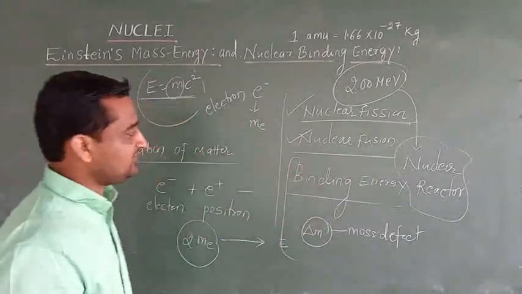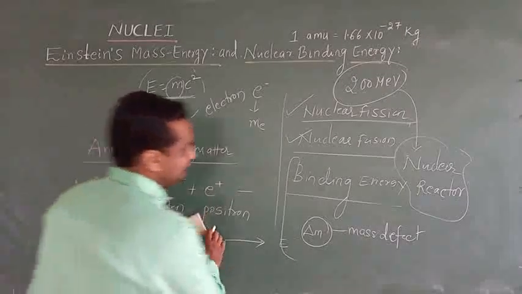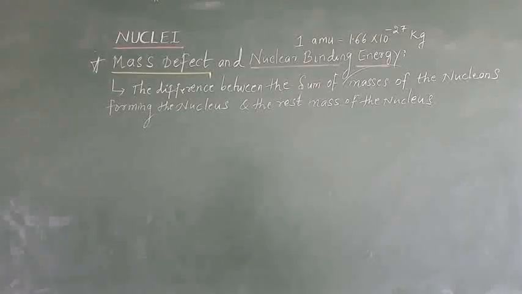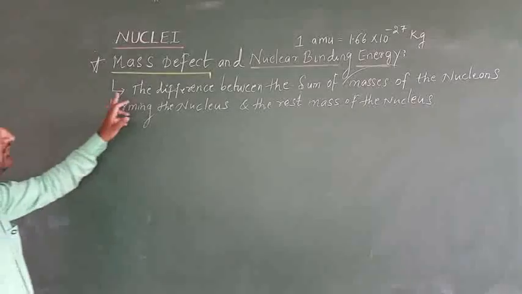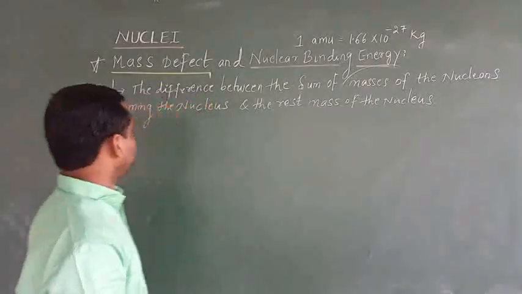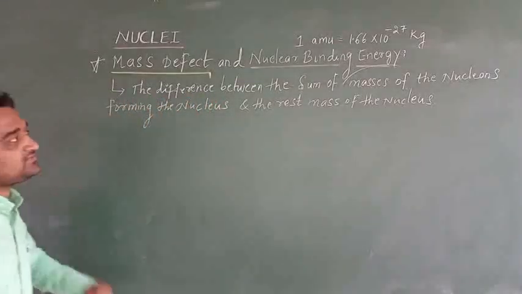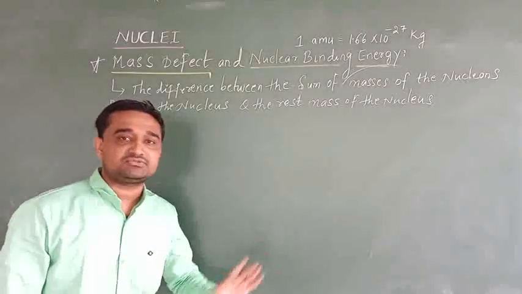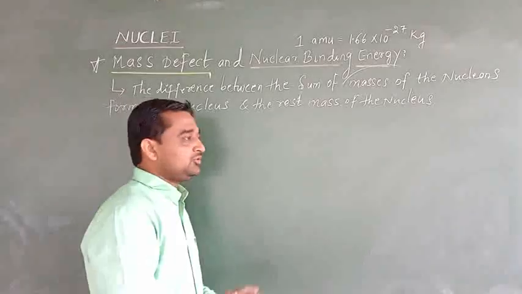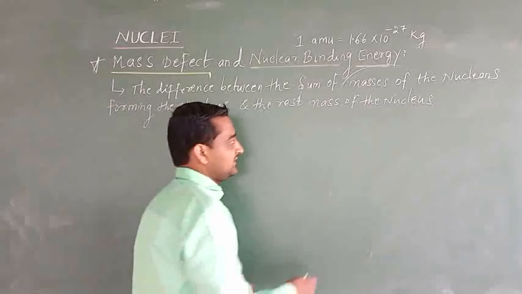Now I am going to explain the binding energy and mass defect. So now let us see what mass defect and binding energy are. What is mass defect? That we are going to define here. The difference between the sum of masses of the nucleons forming the nucleus and the rest mass of the nucleus, the stable nucleus. So as you all know, let us take an example here.